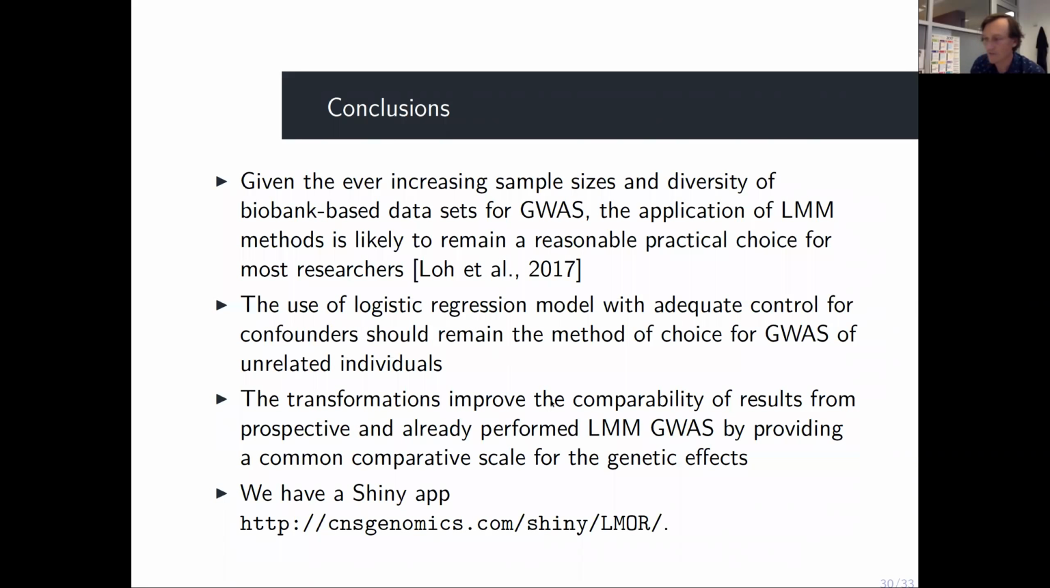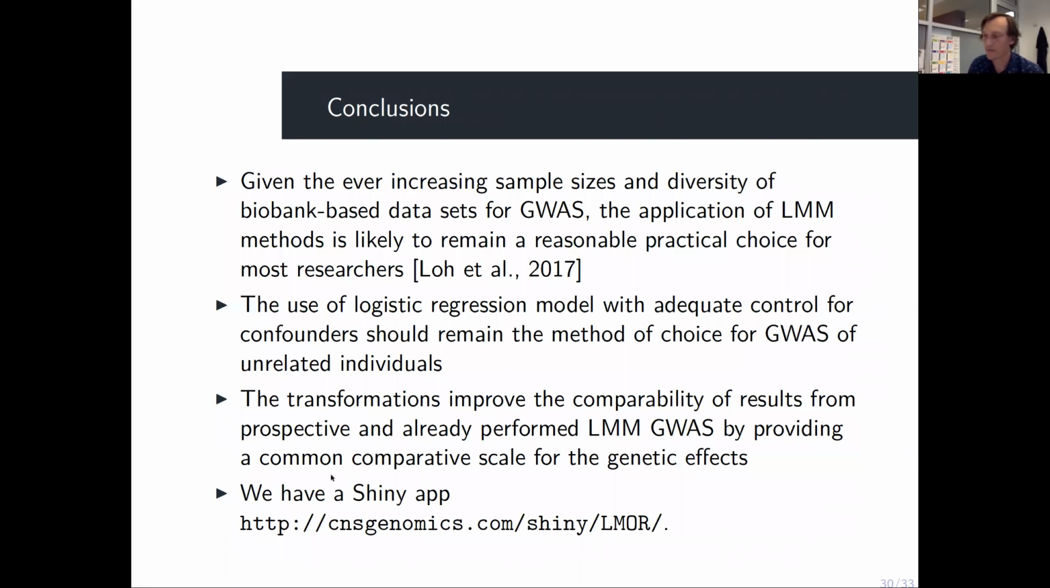And so our final statement is that transformations improve comparability of results from prospective and already performed mixed models by providing a common comparative scale for the genetic effects. This is nice in the sense that if you've already performed a GWAS or is in the historical summary statistics literature, you can pull out the effect and compare it to your effect. And we also have a Shiny app which will do the transformation for you, and you can download an R function and just use it in your day-to-day workflow.